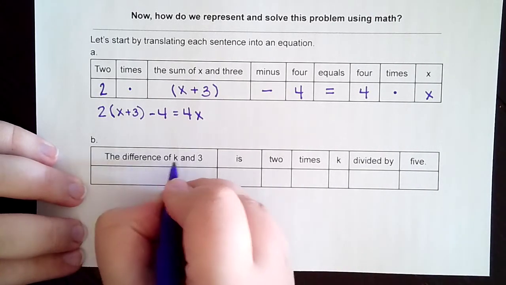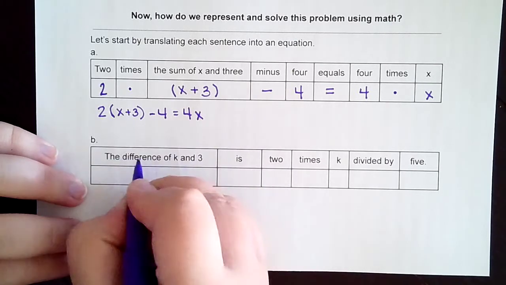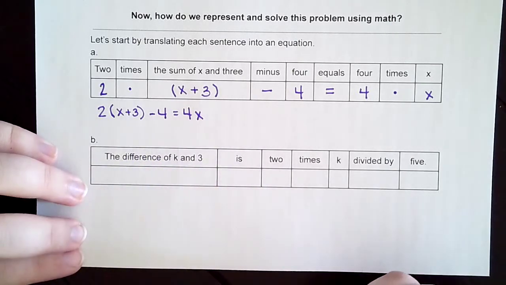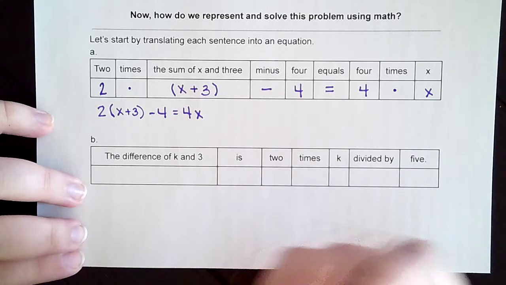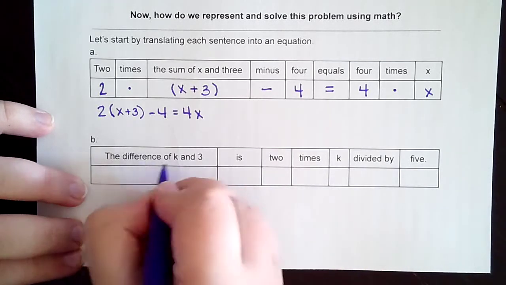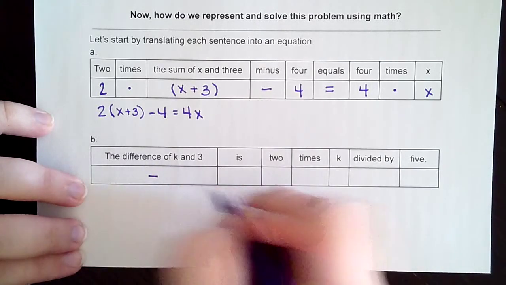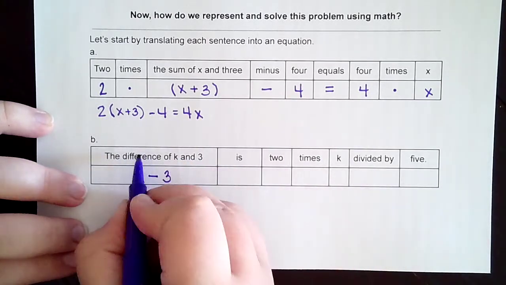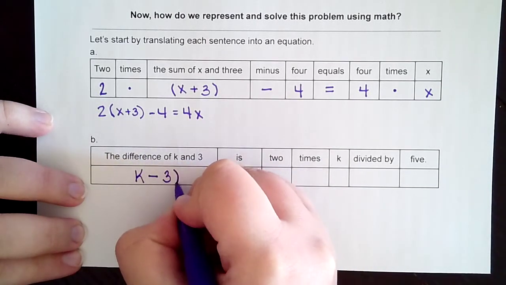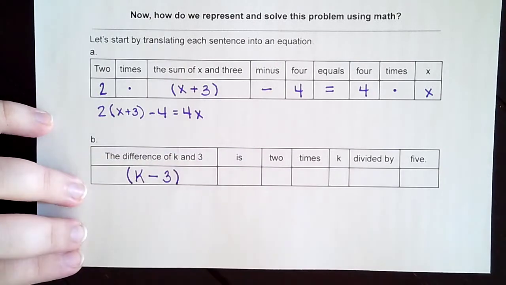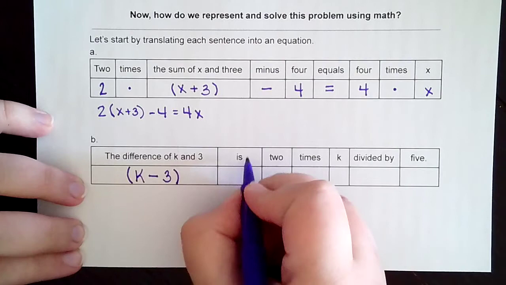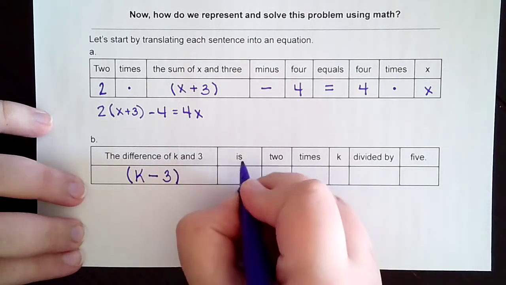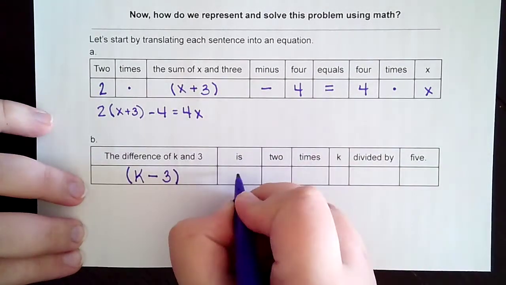So the difference of K and 3. We've talked a little bit about the word difference. That means the exact opposite of sum. So when it says the difference of K and 3, that means subtraction. Again, difference is an indicator that we need to throw some parentheses on, the same way that we did with our sum. Is, that's another tricky one. Is means the same thing as equals.